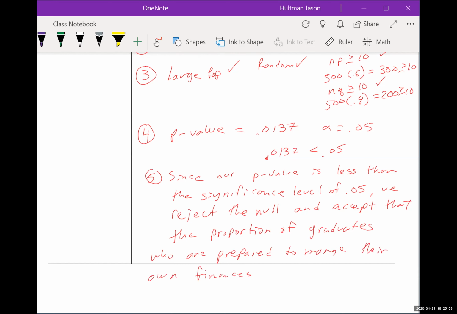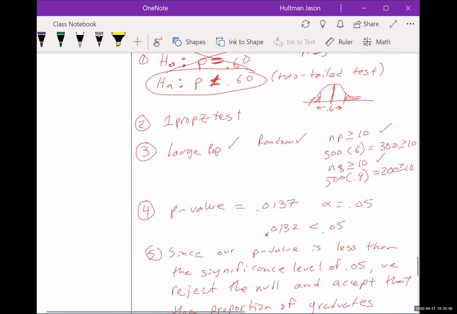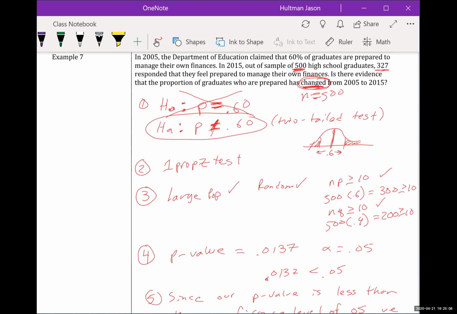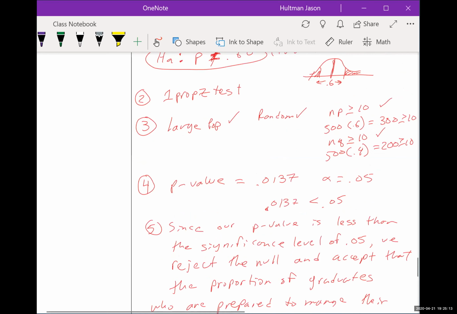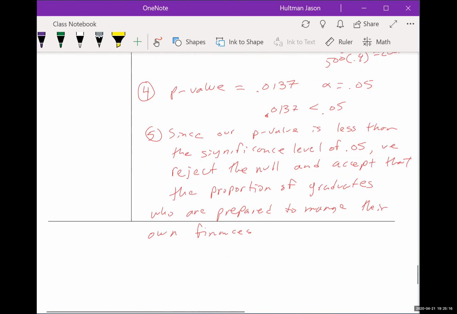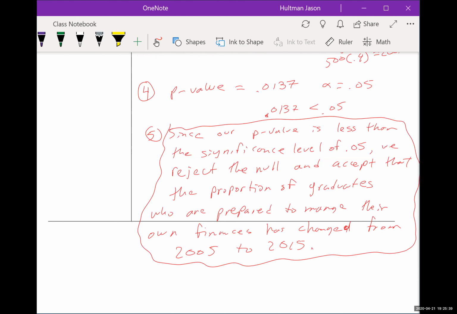Has done what? What's the alternative? The alternative is that it's not equal to, which implies that it's changed, right? Who are prepared to manage their own finances has changed. We don't know if it went up or if it went down. All we care about is that it has changed from 2005 to 2015. Okay, boom, period. That's our conclusion, written in a sentence.